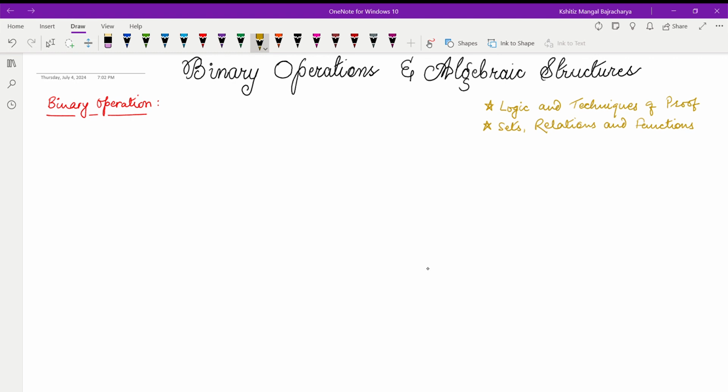Now, group theory is a part of abstract algebra, so we're going to keep things a little bit more abstract than usual. And before we start with group theory, we need to be familiar with a concept which is known as binary operation. What is a binary operation?